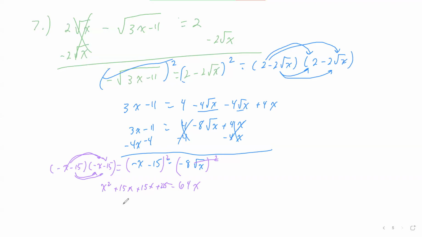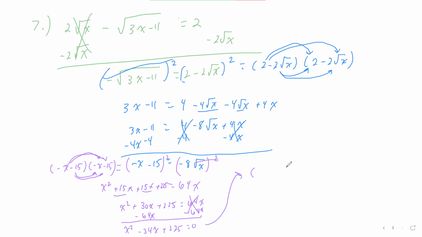And so then I'm gonna combine like terms here. So x squared plus 15x plus 15x is 30x plus 225 equals 64x. Subtract 64x, and you get x squared minus 34x plus 225.